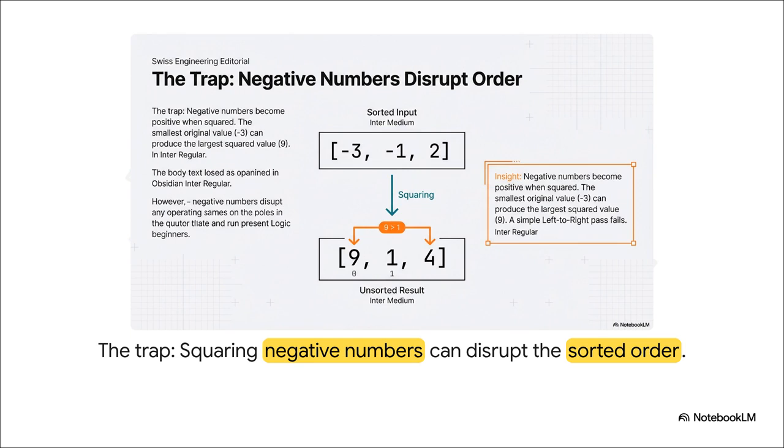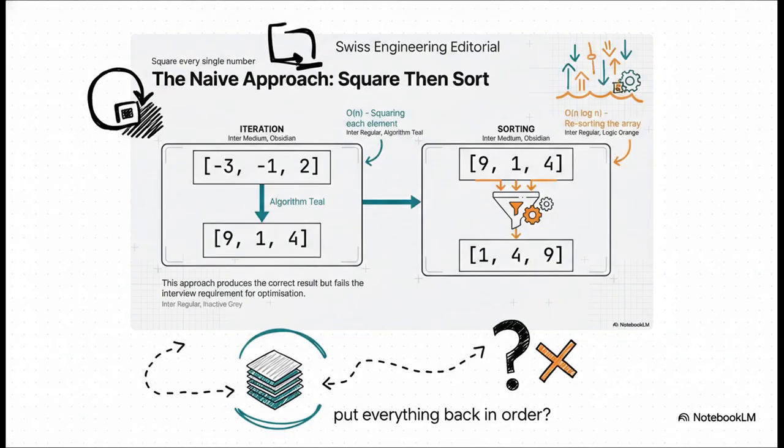Why? Well, because that little -3 on the far left, when you square it, becomes 9, the biggest number in the new set. And that right there leads us to that straightforward two-step naive solution. Step 1, you just loop through the original array and square every single number. Simple enough. Step 2, you take that messy, jumbled up result and just run a standard sorting algorithm on it. And yeah, it gets you the right answer, but at what cost?